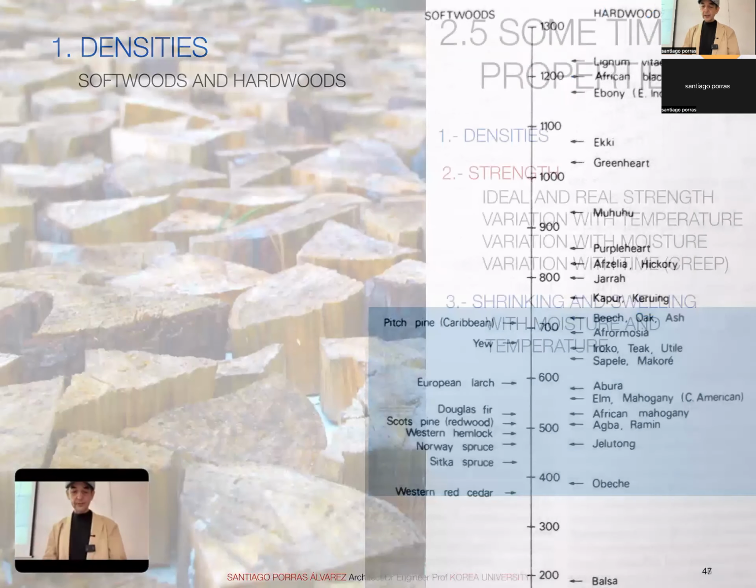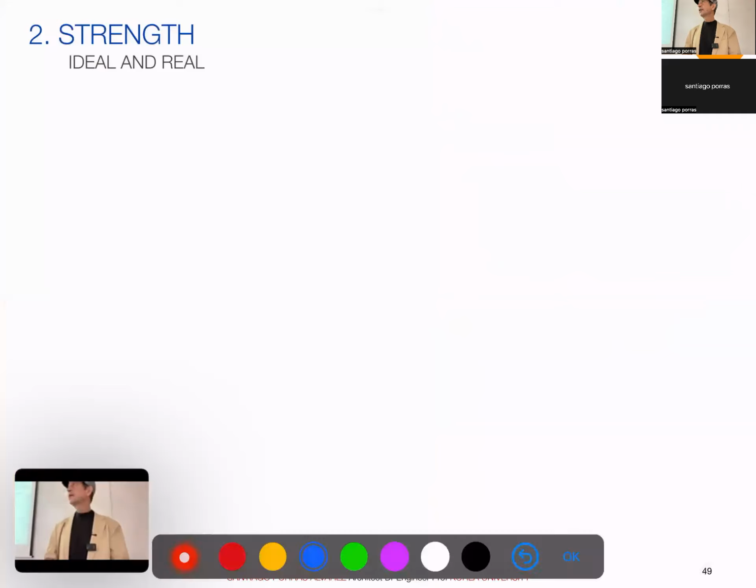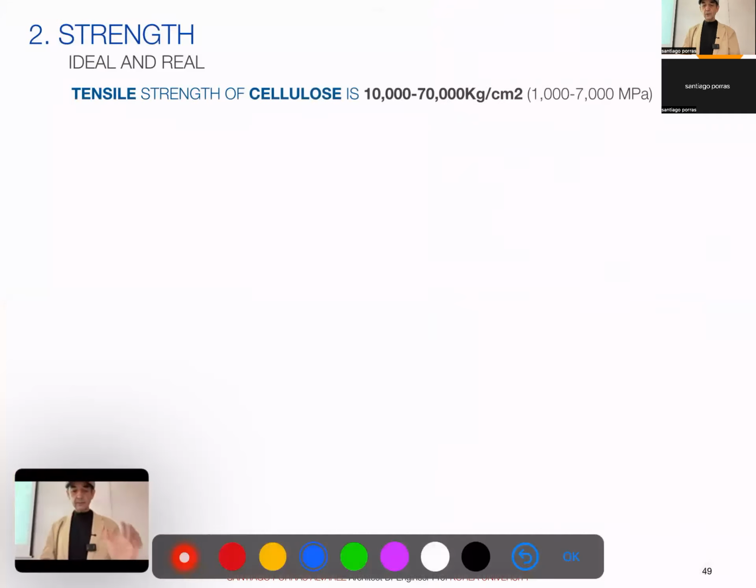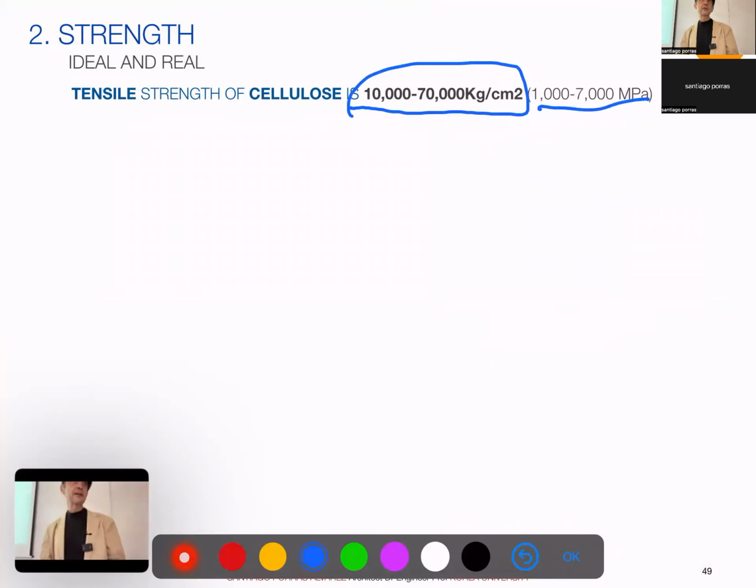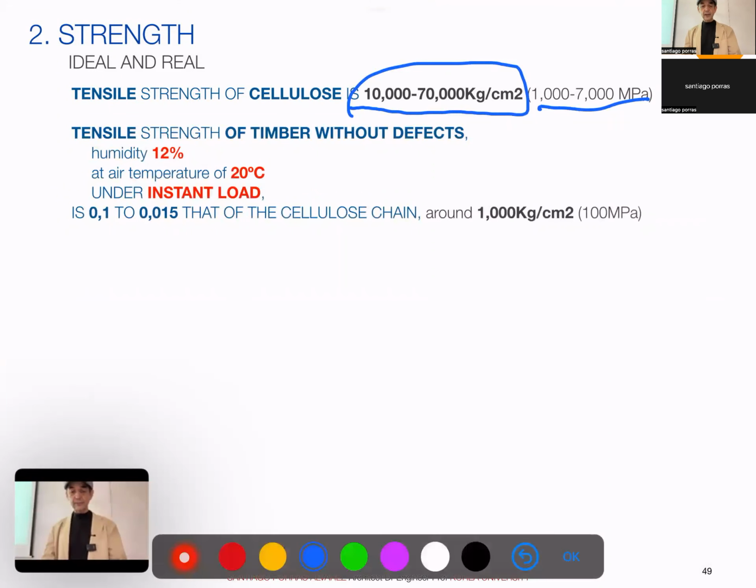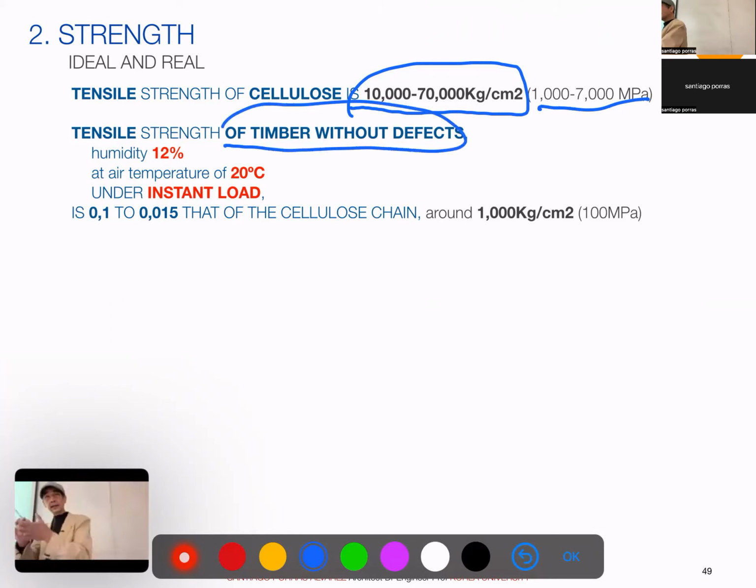Then strength, this is a bit tricky. So please follow. Cellulose fibers are super strong, right? More than steel, just a pure fiber. From what is said, the molecules are really hard to break, those atom bonds. But timber is not pure cellulose, it's many more things, right? And the fibers are tied together, so the strength is much smaller.